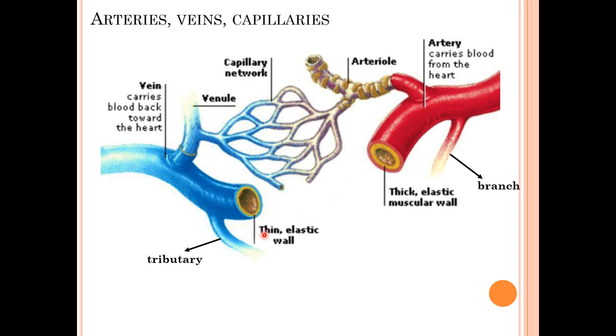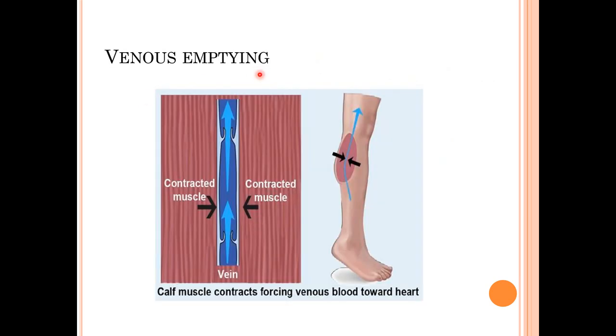In the veins, the walls are thin and elastic, but there is very little smooth muscles. These smooth muscles are unable to push the blood back to the heart. So how do veins empty back to the heart? إذا هي ما بيها نبض, هاي الفينز ما تقدر تدفع البلد اللي بداخلها ترجع إلى الهارت. لازم تعتمد على عوامل أخرى حتى ترجع البلد إلى الهارت, وهذا اللي نسميه venous emptying. How does venous emptying happen?